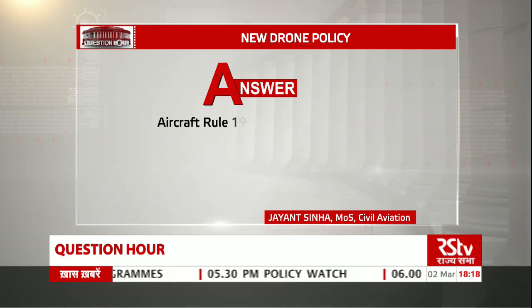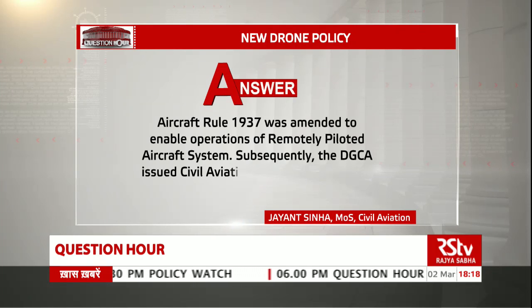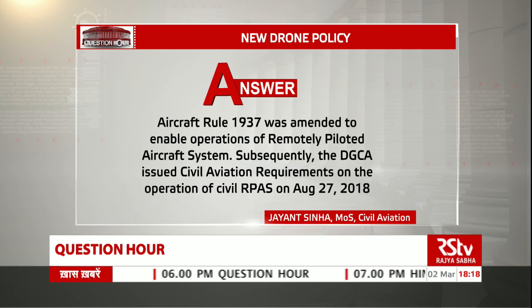Well, the Civil Aviation Ministry in its answer says that the Aircraft Rule 1937 was amended on 1st of November 2017 to include Rule 15A to enable operations of remotely piloted aircraft systems, which are also commonly known as drones. Now, subsequently, the Director General of Civil Aviation issued Civil Aviation Requirements, that is CAR, on 27th of August 2018, which have become effective from 1st of December 2018.